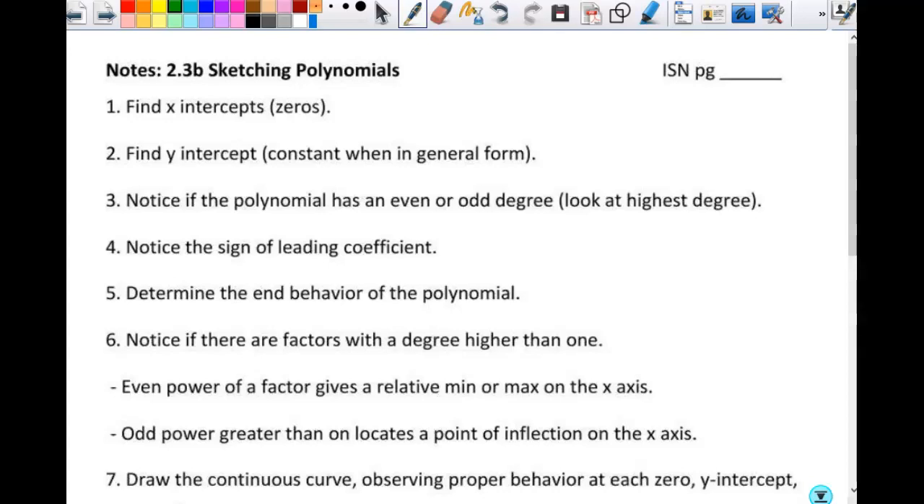Today we're going to look at sketching polynomials. Okay, so the key word here is sketching. We've done a lot of graphing, but we're not going to have specific points for some of the things that we are doing. So they're not exact graphs.